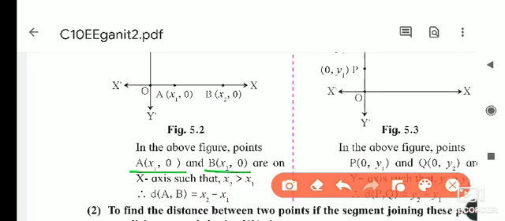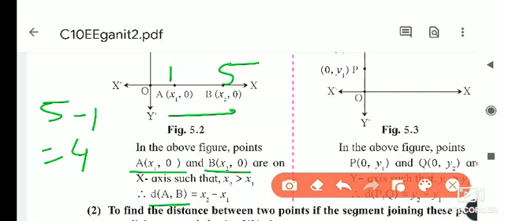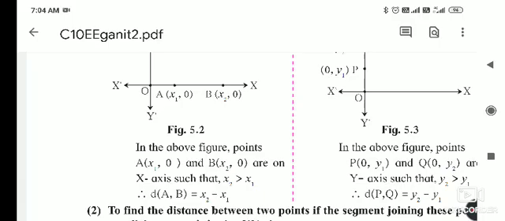They are on the x-axis, and here if you see, x2 is towards the right side of x1, so x2 is greater than x1. If such a situation is there, then the distance between AB is equal to x2 minus x1. Suppose x2 is equal to 5 and x1 is equal to 1, then the distance between AB is equal to x2 minus x1, which means 5 minus 1 equals 4. In that way we have to find its distance.